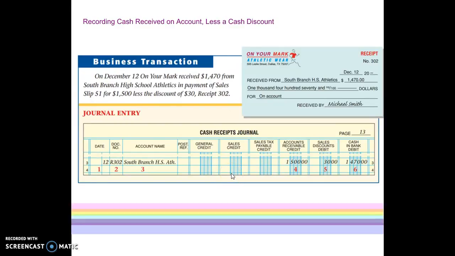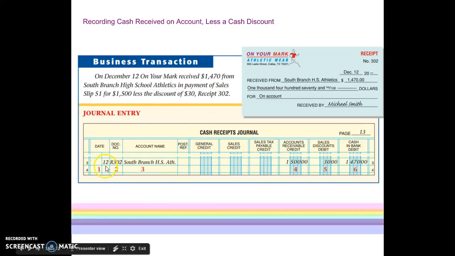Recording cash received on account when there is a discount that needs to be applied. On December 12th, On Your Mark received $1,470 from South Branch High School Athletics in payment of sales slip 51 for $1,500, less a discount of $30. Receipt number 302 is the source document.